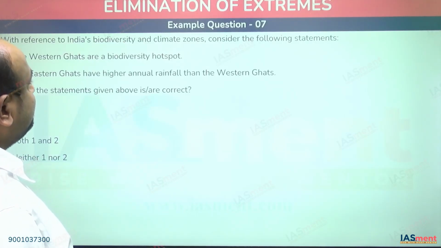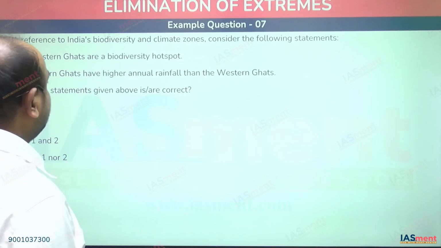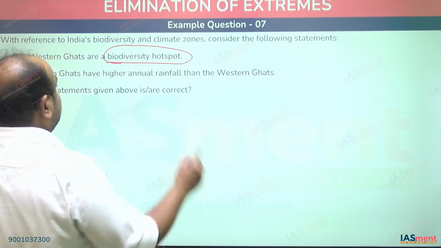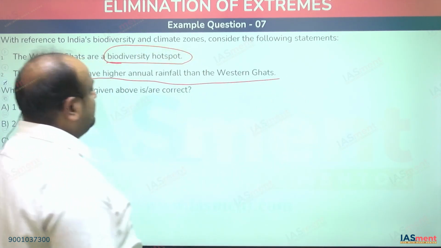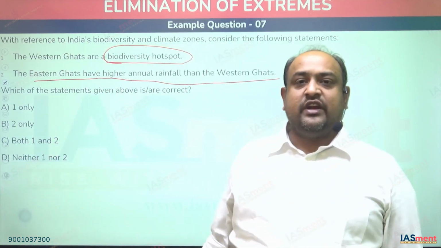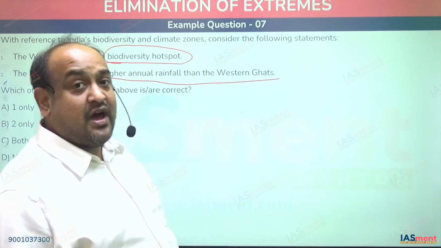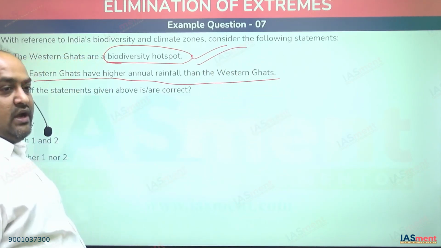With reference to India's biodiversity and climate zones, consider the following statements. Western Ghats are a biodiversity hotspot. Eastern Ghats have higher annual rainfall than Western Ghats. Now, during the study of environment, we have all studied that Western Ghats are biodiversity hotspots.